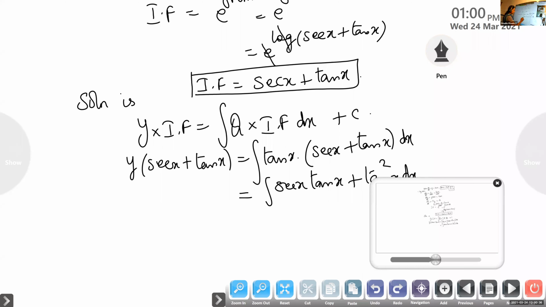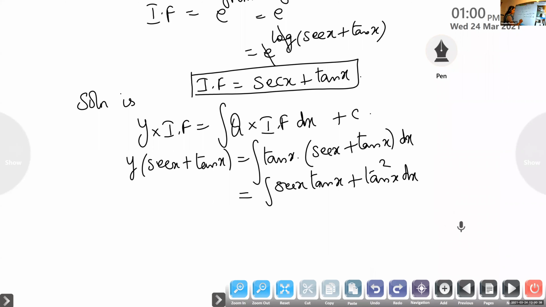Now what is the integral of sec x tan x? We wrote the formula. We know it is sec x, isn't it? But what is the integral of tan square x? We don't know any formula there.